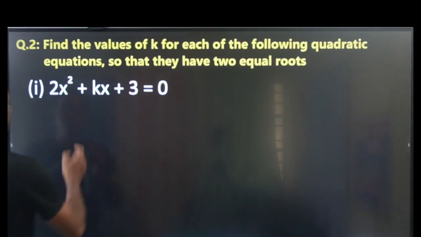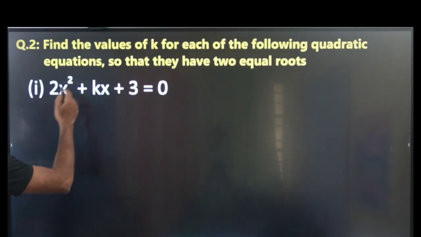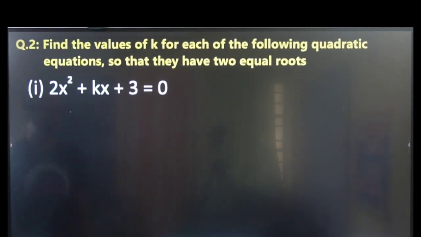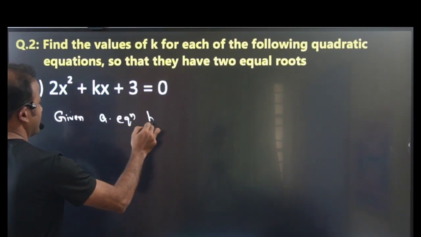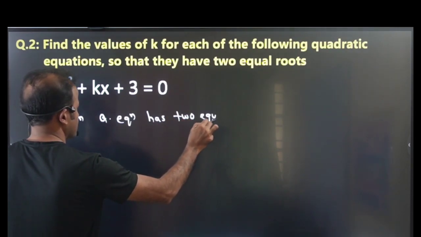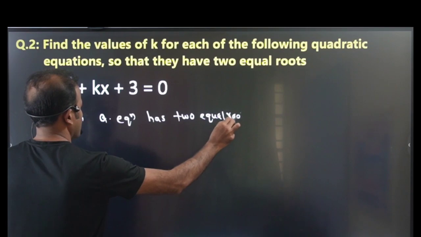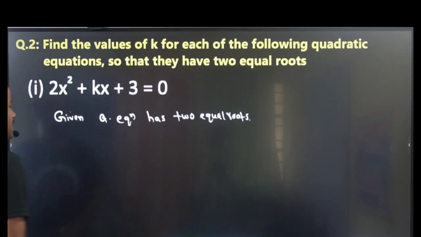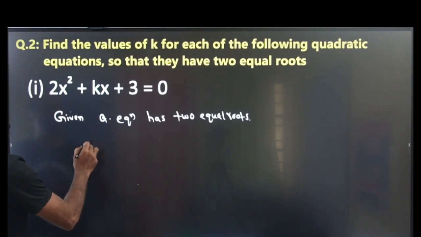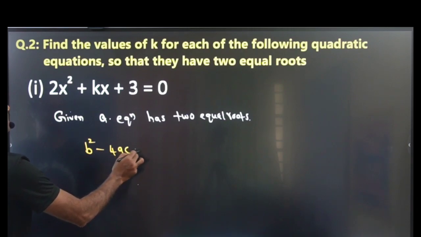Now you see, in the first question, they have already given the question. So the given expression has two equal roots. Then you have to find the k value. Okay. The given quadratic equation has two equal roots. Then what will happen? The discriminant value will become 0. That means here b square minus 4ac value is 0.